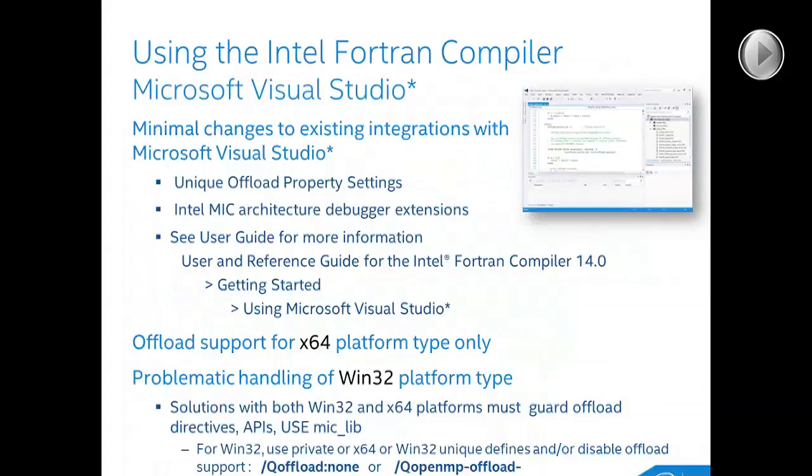One of the things you're seeing here, and we'll talk a little bit about it more in the next section, is that there are actually two offload implementations that the Intel compiler supports. There's the Intel implementation, which you would disable for this Win32 situation with the /Qoffload-, and then there's the OpenMP implementation, which you would disable with the /Qopenmp-offload-.